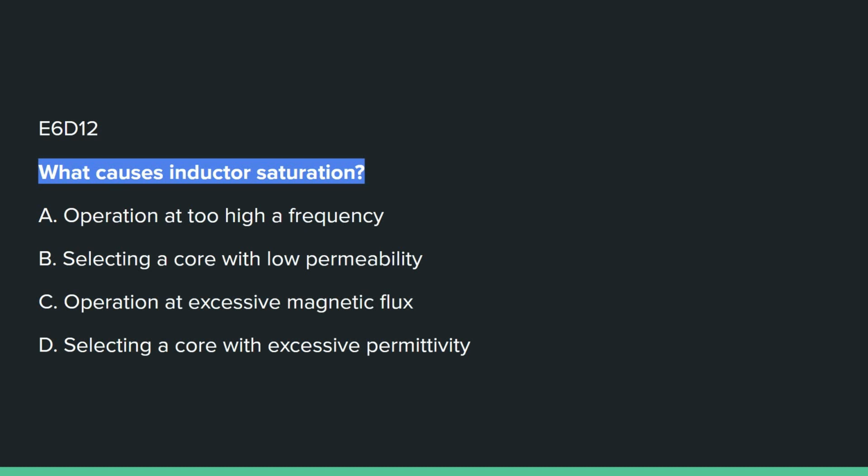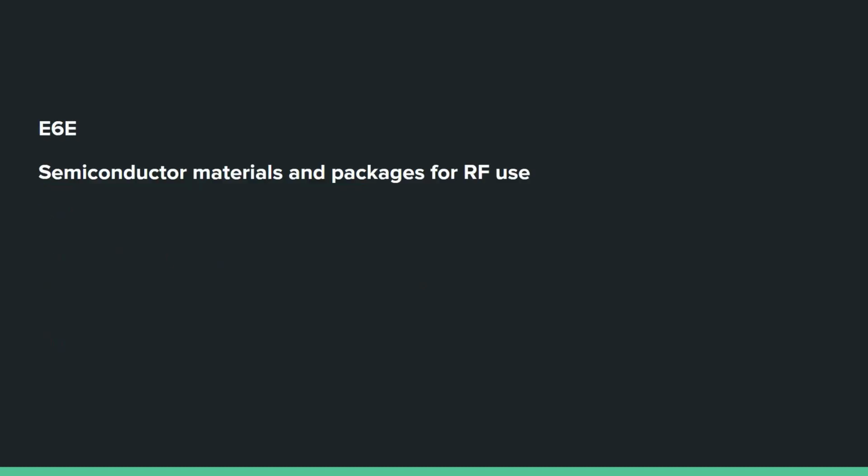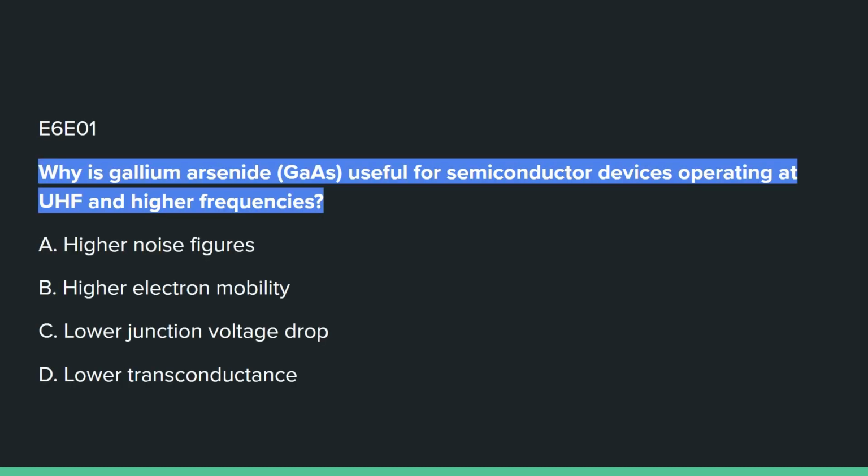E6D12, what causes inductor saturation? C. Operation at excessive magnetic flux. E6E covers semiconductor materials and packages for RF use. E6E01, why is gallium arsenide useful in semiconductor devices operating at UHF and higher frequencies? B. Higher electron mobility.